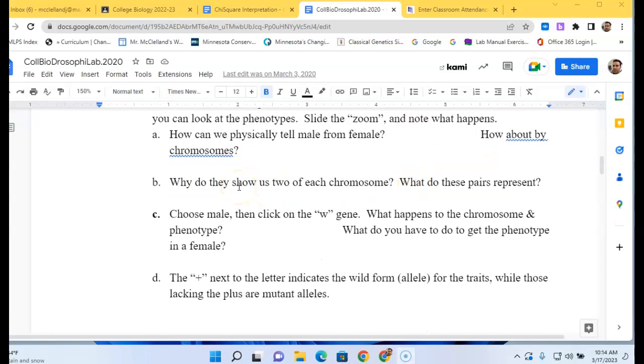Why do the chromosomes come in pairs? And that's because they're homologous pairs, and we get homologous pairs due to two different parents.